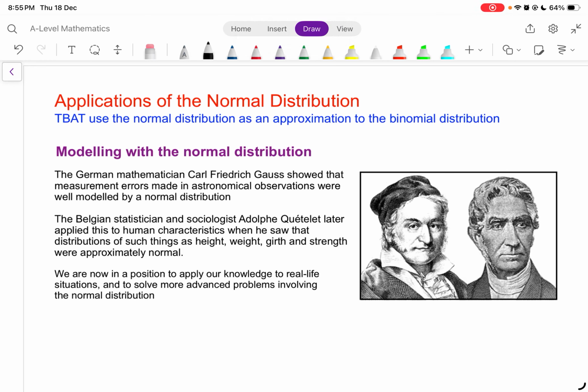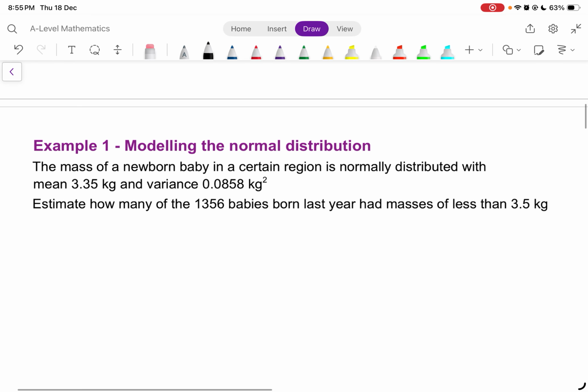So as mentioned，在我们的 normal distribution 里面其实是很常用到的，包括我们的成绩、我们的 height、我们的很多很多的东西。But let's have a look. What other kind of applications can we encounter? Modeling a normal distribution, the mass of a newborn baby in a certain region is normally distributed with mean of 3.35 kg and variance of 0.0858.